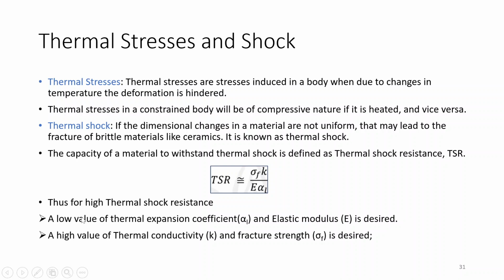So for high thermal shock resistance, you can either have a material with a low value of thermal expansion coefficient alpha and low value of elastic modulus. In case of ceramics, elastic modulus is very high. That's why they fracture because of the thermal shock. And for high thermal shock resistance, you can also have a material with high value of thermal conductivity K and high value of fracture strength.